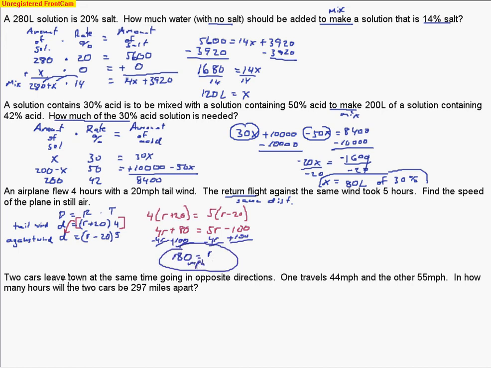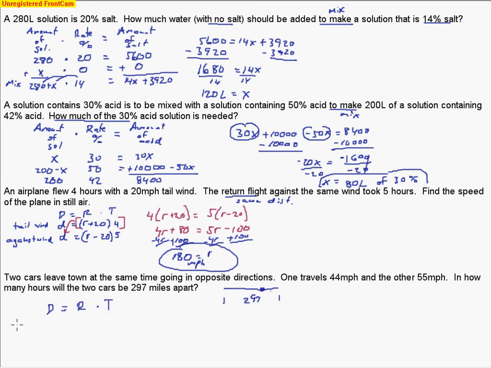Well, 2 cars leave town at the same time, going in opposite directions this time. So opposite directions look like this. Here's the town, this dot, and we've got these 2 cars. One's going slower, one's going faster. And we know that eventually they'll be 297 miles apart. So that's what the drawing looks like. Let's go ahead and set up an equation. Distance equals rate times time.